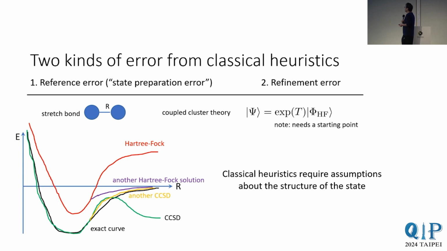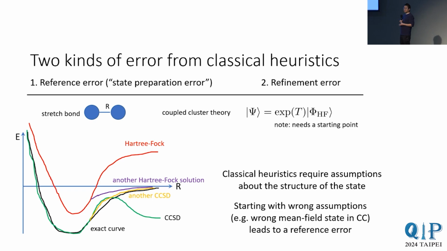The basic reason why we have these two kinds of errors is, of course, if you had an exact method, it doesn't matter where you start from. But heuristics require some assumption about the structure of the state. And so generally, heuristics always have some dependence on the initial information that you give it, which in this case is a mean field state.